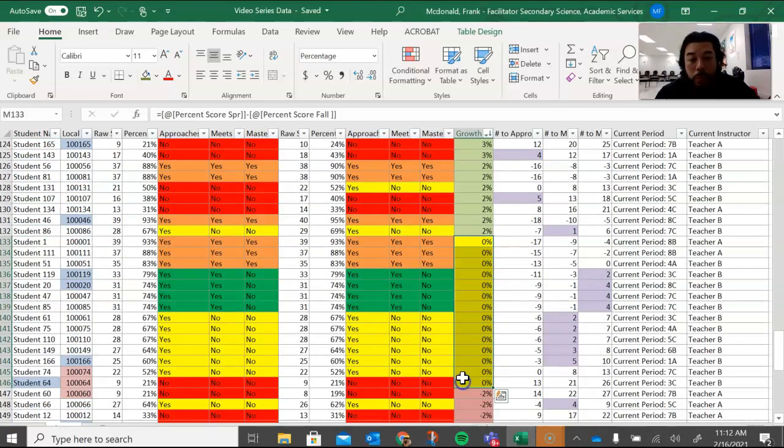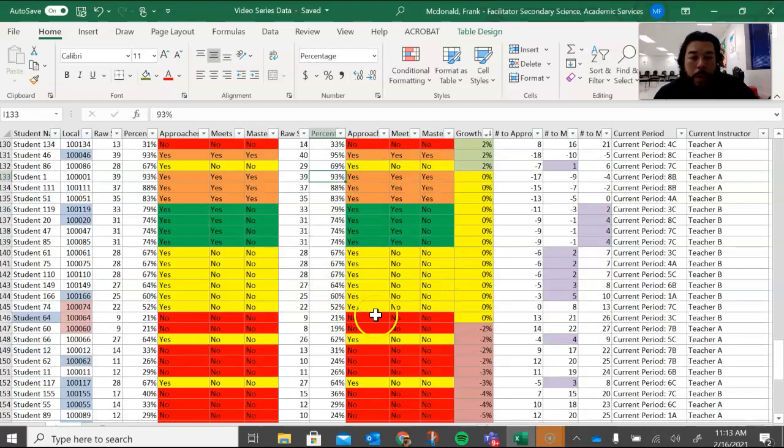Here we have zero growth. We have kids that have not shown any growth. In this case, the kid went from a 93 to a 93, 88 to 88. Okay, but is there something that we could do to enhance this kid's learning? Can we pull the string just a little bit more?